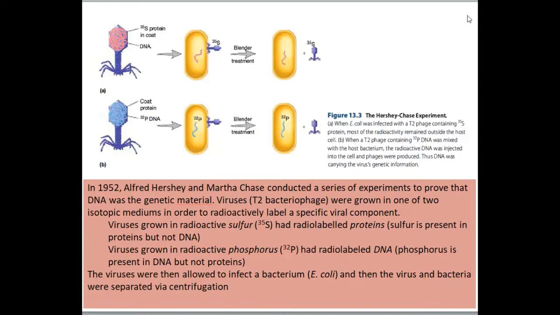So these are Alfred Hershey and Martha Chase in 1952. They conducted this series of experiments to prove that DNA was the genetic material in the case of viruses. The virus they used was a T2 bacteriophage, which could infect E. coli bacteria. For this, they grew the phage in one of two isotopic mediums in order to radioactively label a specific viral component. So let's go into an animated video which will help you better understand the experiment.